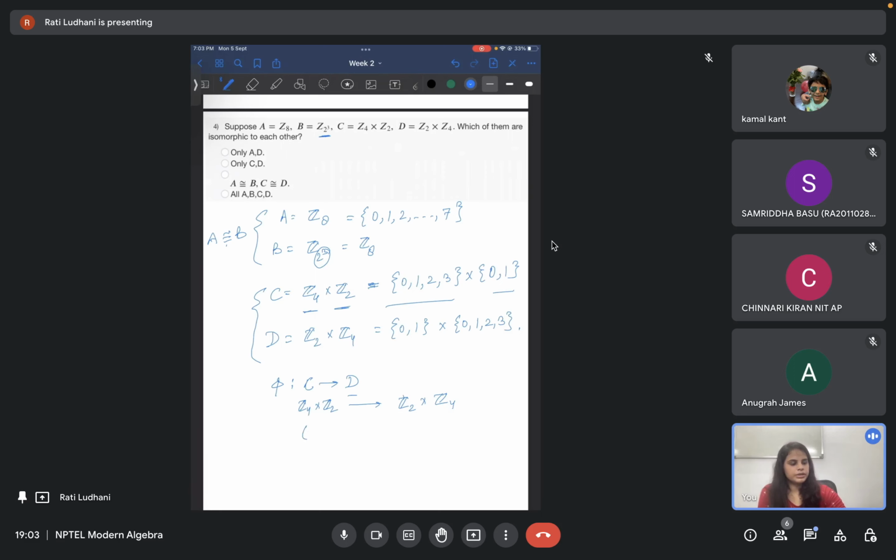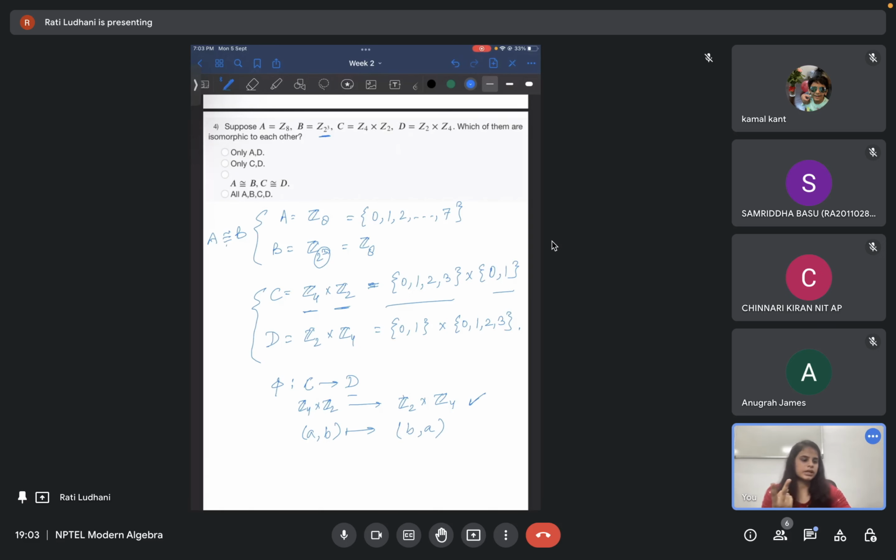So you have any element (a, b), let's say here. Where will you map? What is the natural idea? Just if you see these C and D, what is that? Z4 cross Z2 is now Z2 cross Z4. So what will you do with (a, b)? Yes, Kamal? (b, a). Yeah, exactly. Very good. So you will just switch, as per the even itself, the group saying that.